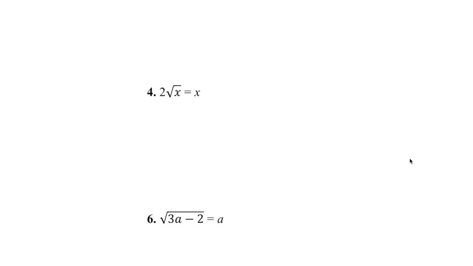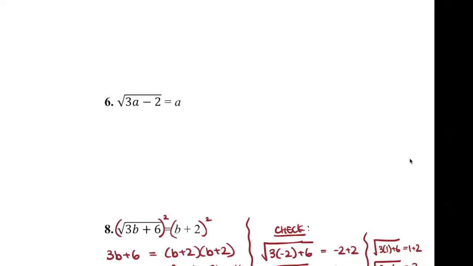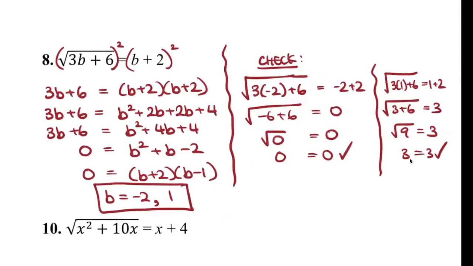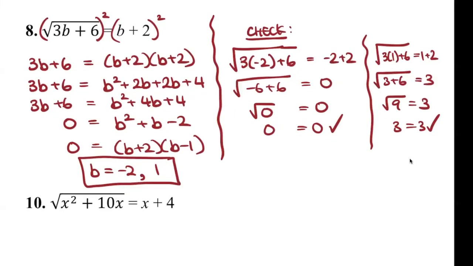All right, so if you're ready for number 8, here is the answer. And this time we actually had both of them work. All right, so the answer was −2 or 1. So I squared both sides, and then I simplified it down to this. Then I subtracted 3b, subtracted 6, so I get one side equal to 0, which I need to do before I factor. And I factored it to be (b + 2)(b − 1), giving me solutions of −2 and 1.